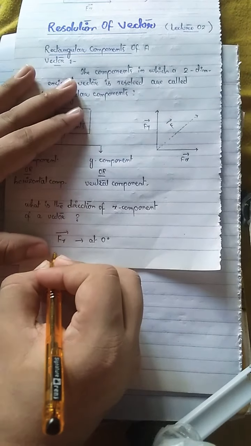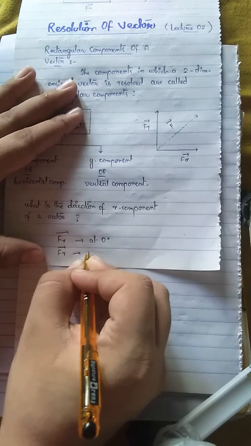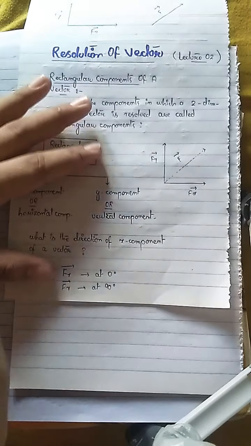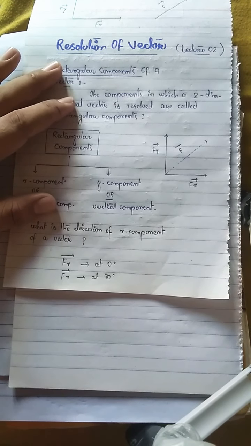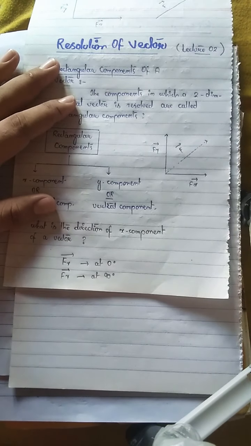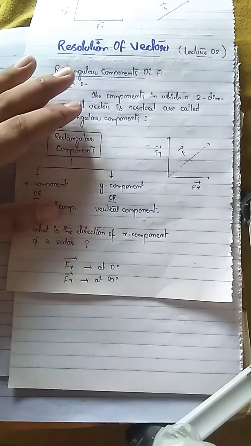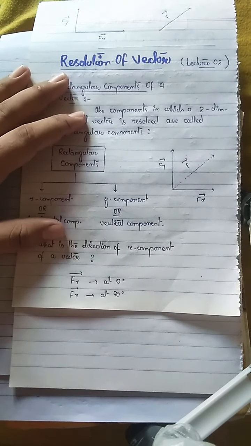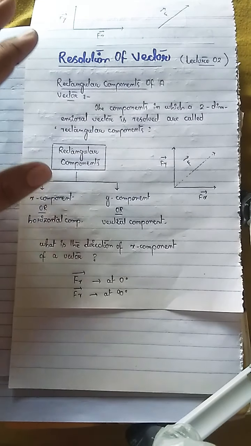Similarly, the y component of a vector always lies at 90 degrees, meaning parallel to the y-axis. So their directions can never change, although their magnitudes differ from case to case depending upon the magnitude and direction of the resultant vector. But their directions are always constant: the x component lies at a 0 degree angle, whereas the y component always lies at a 90 degree angle. So this is the basic concept of rectangular components of a vector.